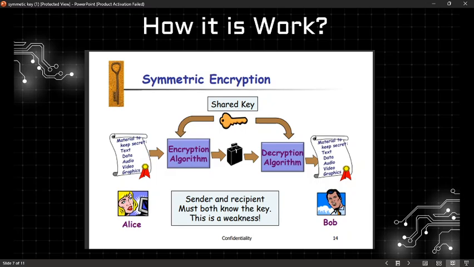Now this data has reached Bob, but it cannot be read by Bob because it is in encrypted form and we cannot read encrypted data. So the algorithm again decrypts the data with the same key we generated earlier. Now the data has come back to the original form and Bob can read it. Okay, so this is the visual representation of how symmetric key encryption works.